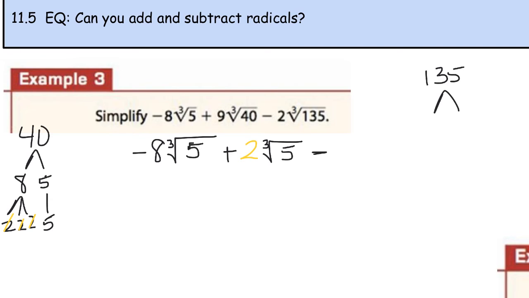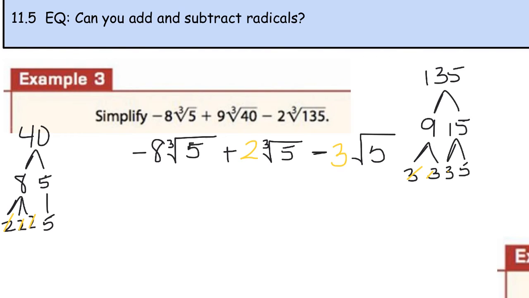Use your calculator and do some work. 135, I'm going to say divide by 9. That's nice, 9 times 15. Well, that's 3 times 3, and 15 is 3 times 5. It takes 3 to bring 1 out. Look at this, 1, 2, 3. I'm going to bring that 3 out, and I'm left with the cube root of 5.